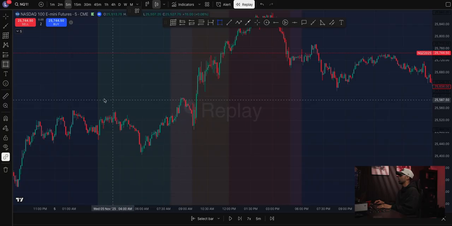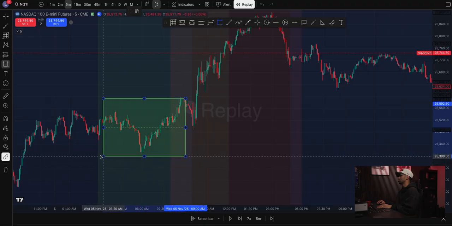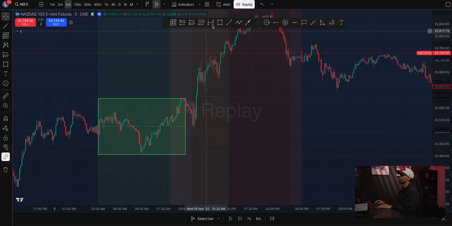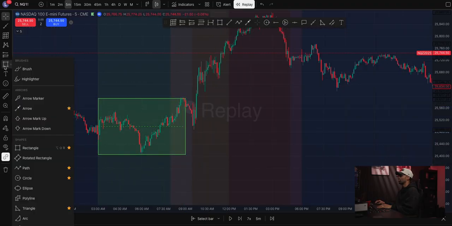All right, so you're gonna find your 9 o'clock candle. Here's the 9 o'clock candle. We're gonna come down here and grab our box. Our box is over here for people that don't know. If you come to brushes, click and hold on brushes, find rectangle right here.